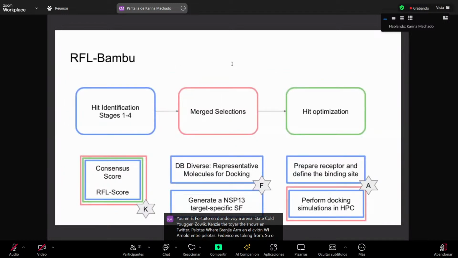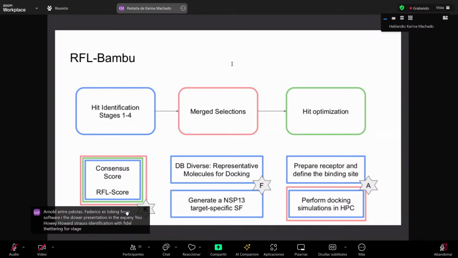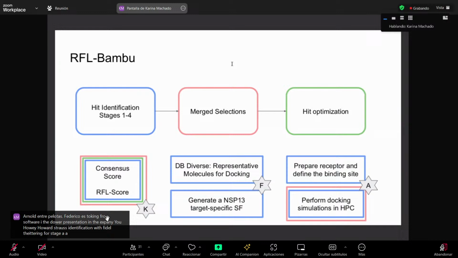So I divided our presentation to explain how our strategy was during the hit identification. We divided it in 4 stages, and then how was our strategy for merged selections, and after how was our strategy in hit optimization. For each of these parts of our strategy, after my brief presentation of the overall strategy, we are going to detail some parts.